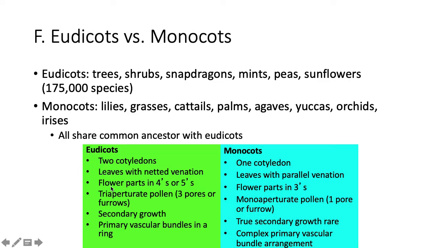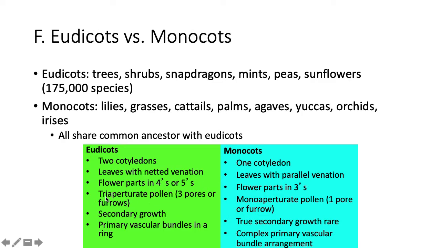If it has flowers, you could count the petals or the flower parts, and if that number is divisible by 4 or 5, then it's a eudicot. If it's divisible by 3, then it's a monocot. Now that's not always the case, because if you came across 12 petals, that doesn't help you. Okay.